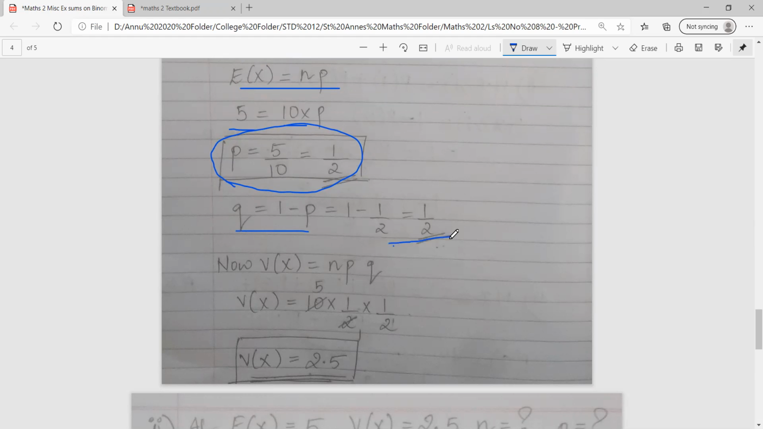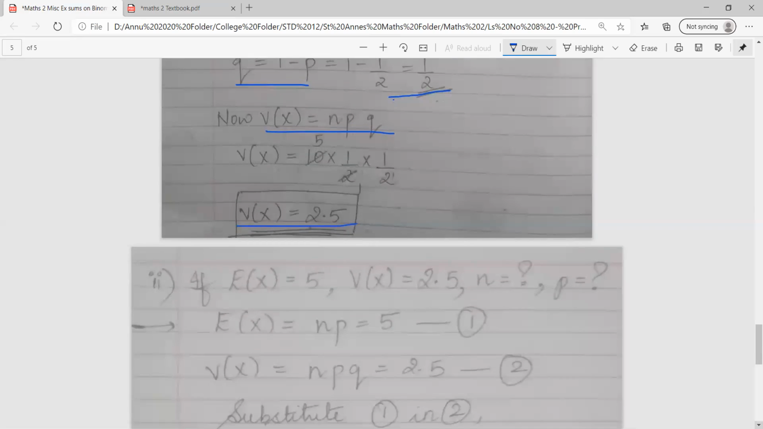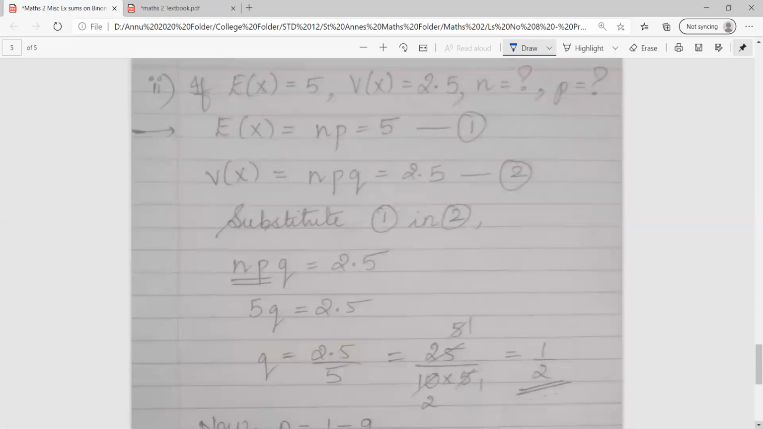So now it becomes easier to calculate the value of variance of X. The formula is n into p into q. So 10 into half into half. So 2 ones are 2, 2 fives are 5 by 2. The value of variance of X gives you 2.5. Coming to the second question, we have E of X to be 5, V of X to be 2.5, and we have to find the value of n and p.